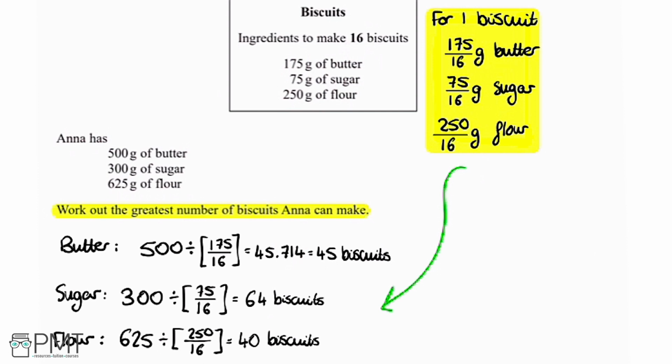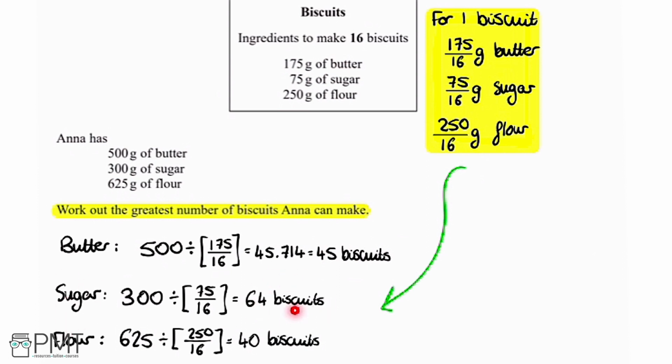biscuits. So essentially what we've done there is seen how many times 1 biscuit's worth of stuff can go into the amount that Anna has of that ingredient, giving us the theoretical amount of biscuits Anna could make. Now we're limited by the ingredient that can make the least biscuits. So with this amount of butter, we can make 45 biscuits if we had enough sugar and flour.